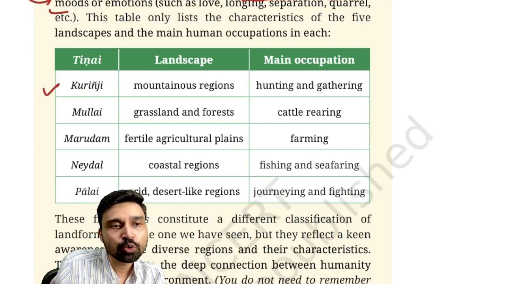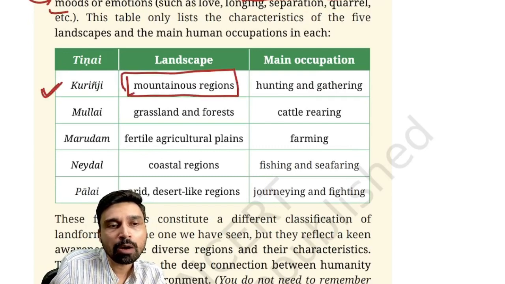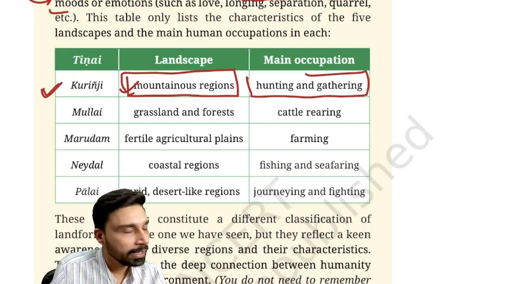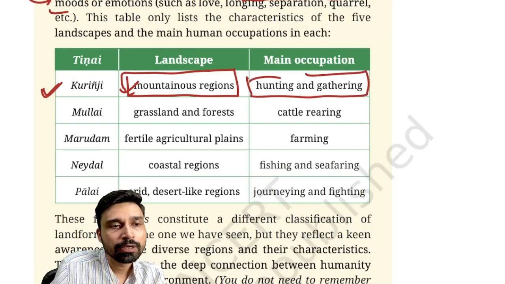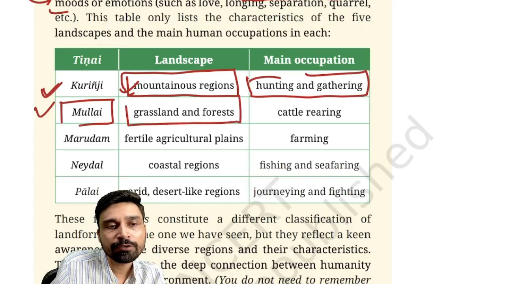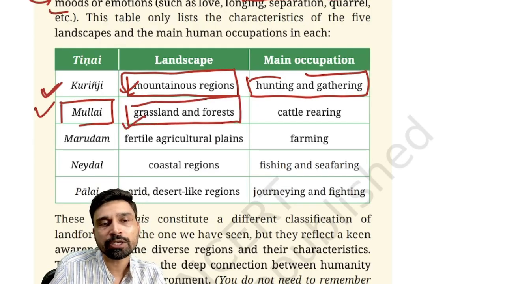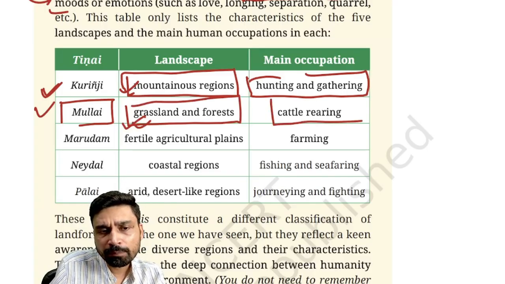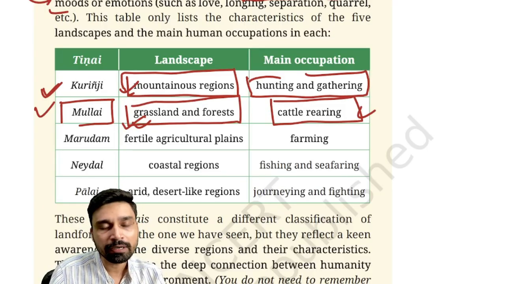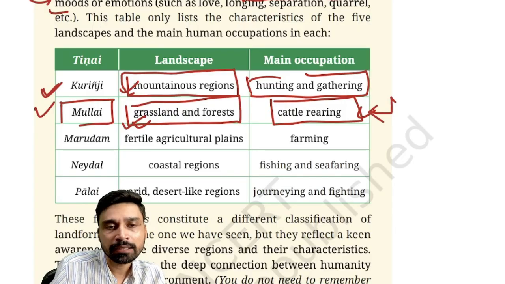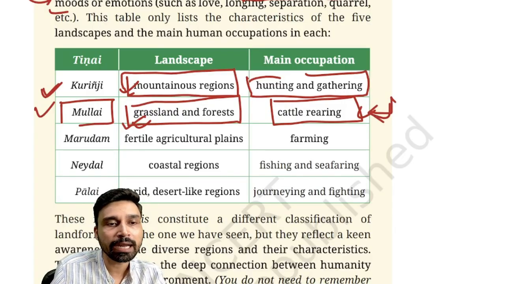So the first Tinai is Kurinji. In Tamil Sangam literature, Kurinji refers to the mountainous areas, and there it is mentioned that the main occupation is hunting and gathering. Similarly, second is Mullai. Mullai refers to the landscape which is largely covered with grasslands and forest. And as we know, grasslands offer free food, so most people here depend upon cattle rearing activities. They derive their livelihood from animal rearing.